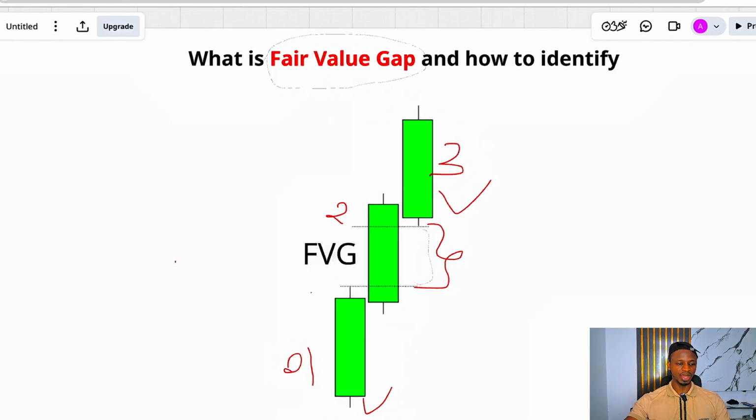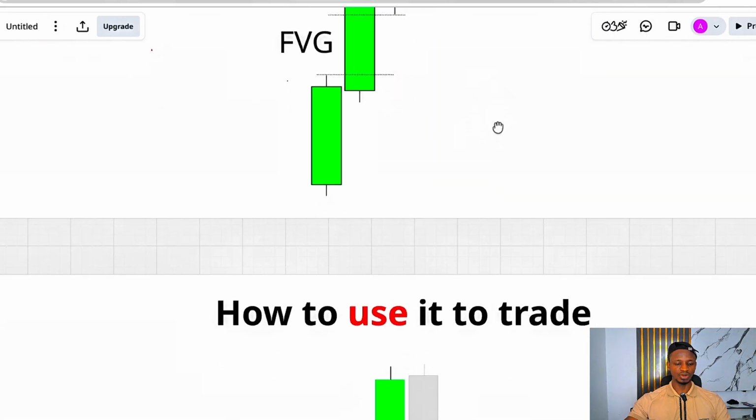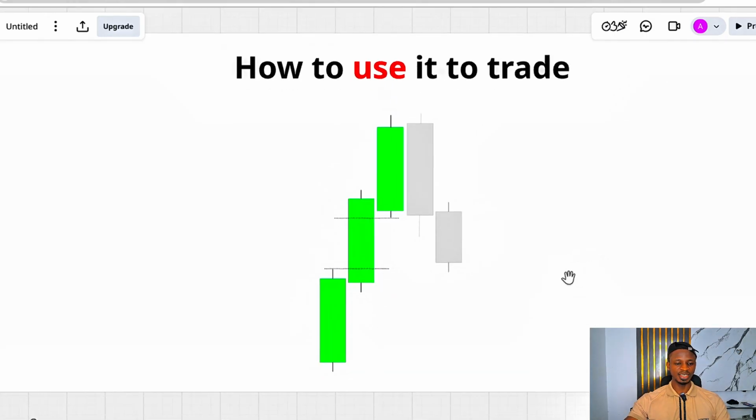Now let's go to how you can actually use it to trade. The whole concept is that price will normally return to this fair value gap 80% of the time. Price will normally return to this zone so that you can find your entry from here to the upside. You have to wait for the price to return to this zone, then wait for your candlestick formation, then you can trade it to the upside. So this is how to use it.